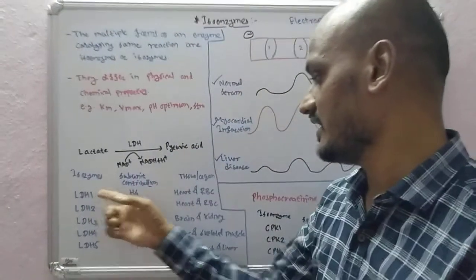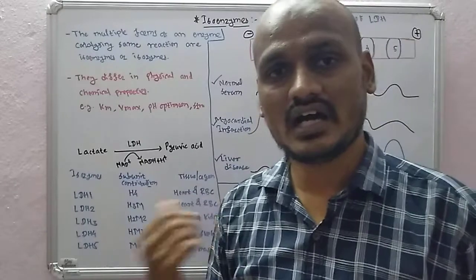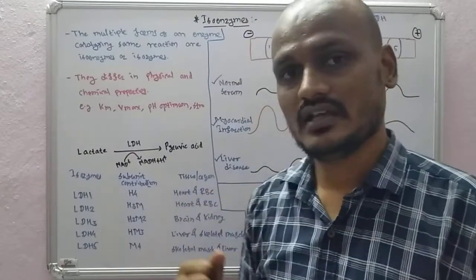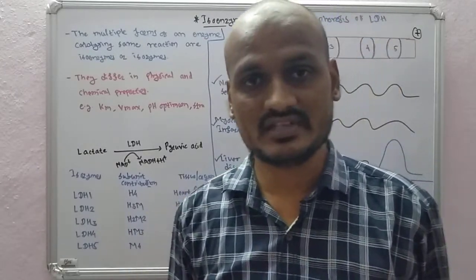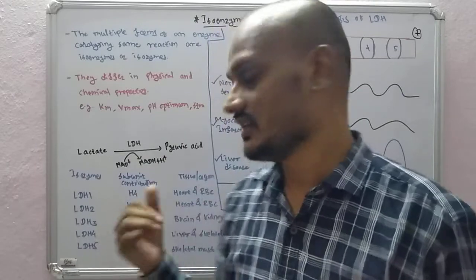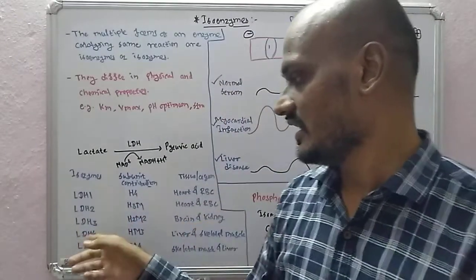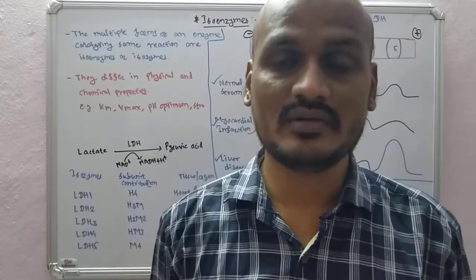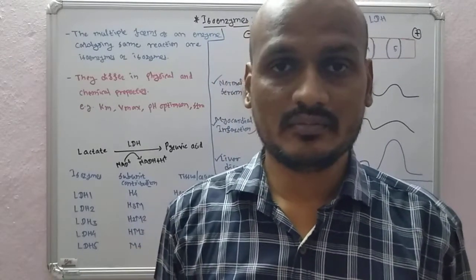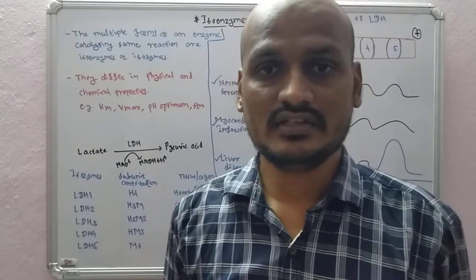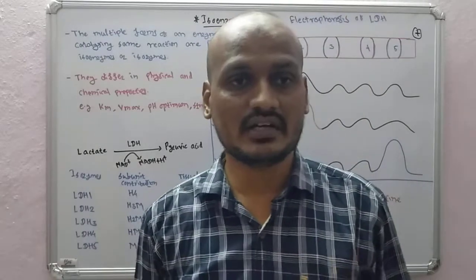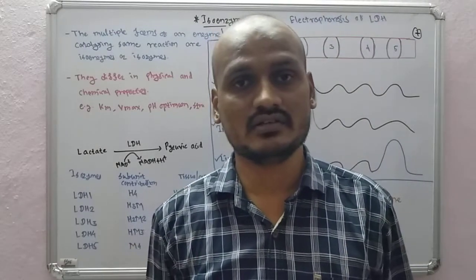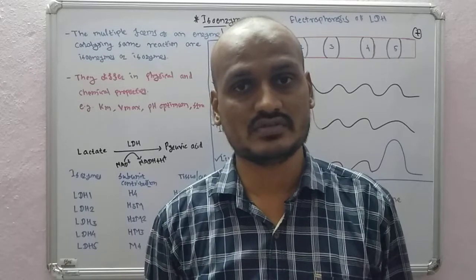So for example, LDH1 will be higher in the heart and the RBC. LDH2 will be higher in the heart and RBC. LDH3 will be higher in the kidneys and the brain. LDH4 will be higher in the liver and muscle. LDH5 will be higher in the skeletal muscle and the liver. So likewise different isoenzymes can have different tissue locations involved.